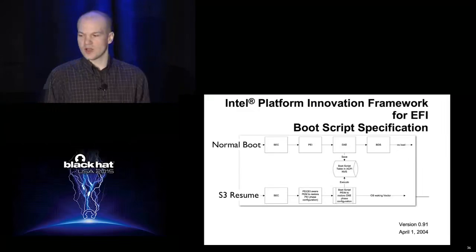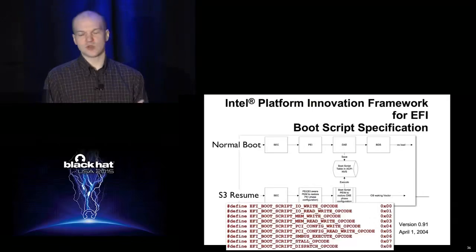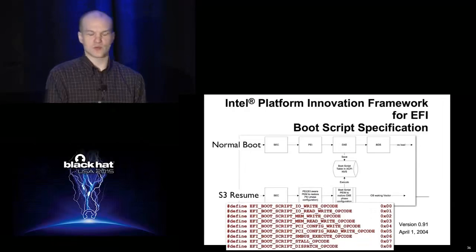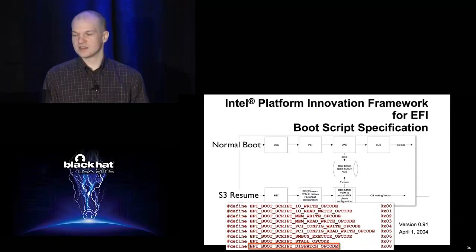And on the bottom row, upon resume, you basically just walk through and execute each of these opcodes within a script. And the opcodes do basic activities like writing to memory, reading from memory, writing via port I/O, reading via port I/O. But there's a big kicker in here, and that is the dispatch opcode.